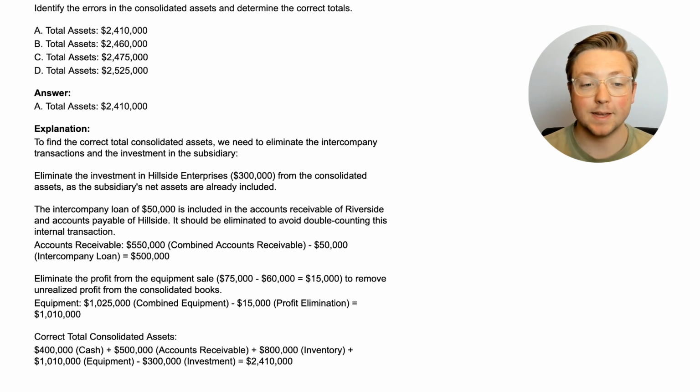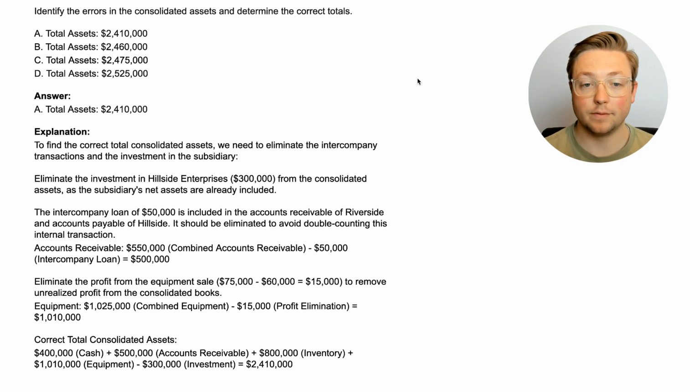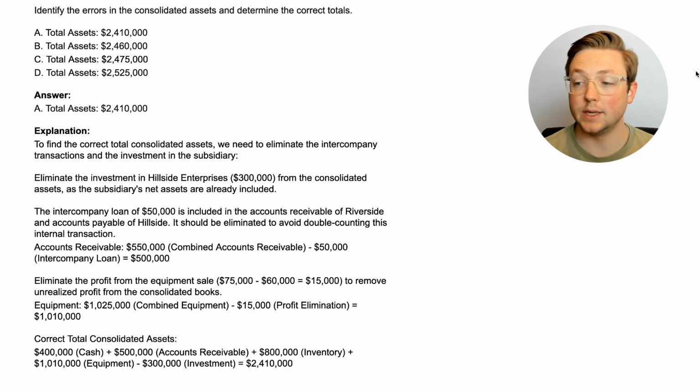Okay, here we are at the answer A. The total assets should be $2,410,000. Now, if you'll remember, they're claiming it should be $3,075,000. So we have to walk through and figure out what the correct total should be with the corrections. So let's walk through this.